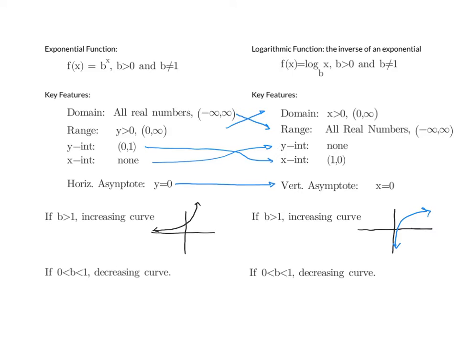For an exponential function, if b is between 0 and 1, we have a decreasing curve. Similarly, if b is between 0 and 1 for our logarithm, we will also have a decreasing curve. So those are going to be the things that we want to keep in mind when we talk about exponential and logarithmic functions. So let's go ahead and look at some examples now.